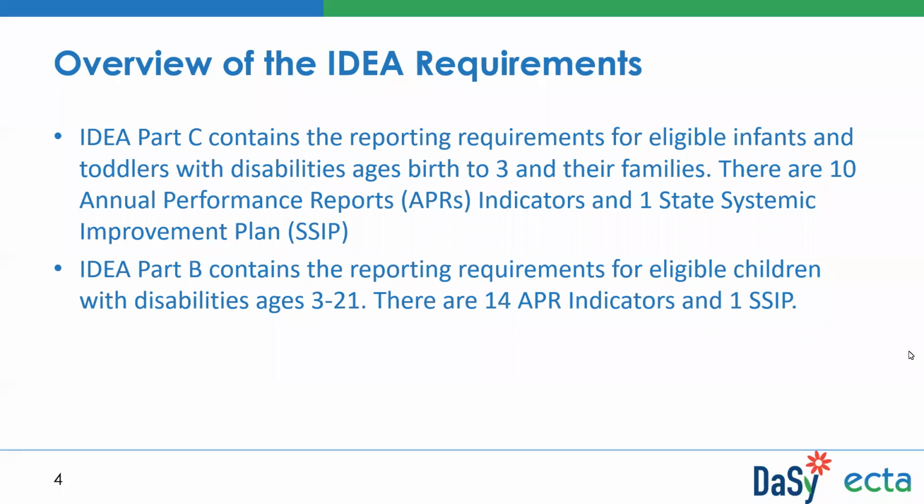Part B is required to submit data for ages 3 through 21. There are several of those indicators that are very specific to children who are 3 to 5, which is the age range that we're working with in PDG. So there are a total of 14 indicators. They also have a State Systemic Improvement Plan, but we'll be talking specifically about those indicators related to ages 3 to 5.